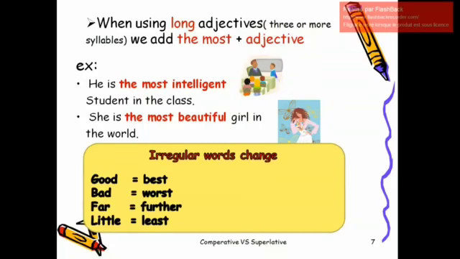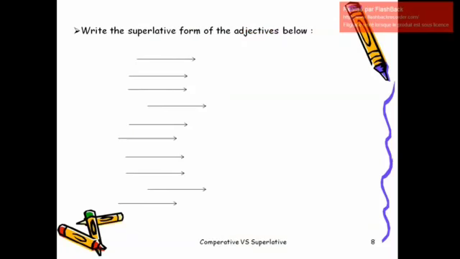And also, as you see, we have irregular adjectives. Good becomes best or the best, bad the worst, far the farthest. Sorry, I forgot est. Little, least.